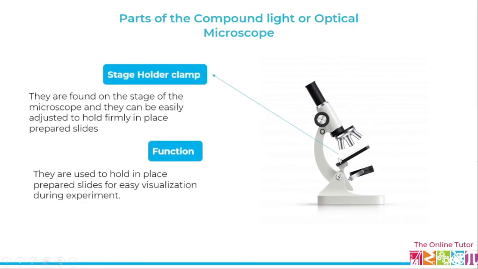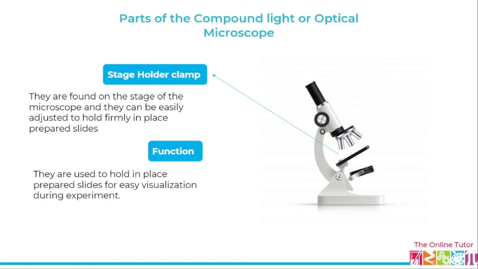Now let's look at what is the use of the stage holder clamp. Now they are found on the stage of the microscope and they can be easily adjusted to hold firmly in place prepared slides. What is their function? They are used to hold in place prepared slides for easy visualization during experiments. So when you want to observe a tissue, for instance, you need to prepare the slide, and most likely in most cases you have to dye the slide.